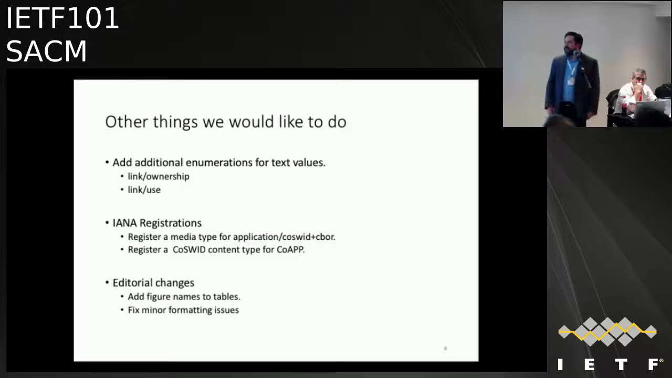Okay. So given that we've kind of bike-shedded the major outstanding items on CoSWID, there are a few smaller things that we would still like to do with the draft, and we believe these things could be done really quickly. There are two other values within CoSWID that have enumerations of text values: link ownership and link use. We would like to turn those into index values so that they'll be sufficiently concise as well. That's about an hour's worth of work.